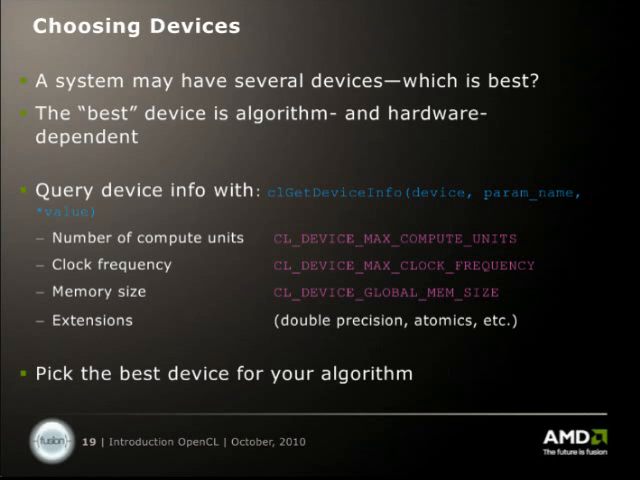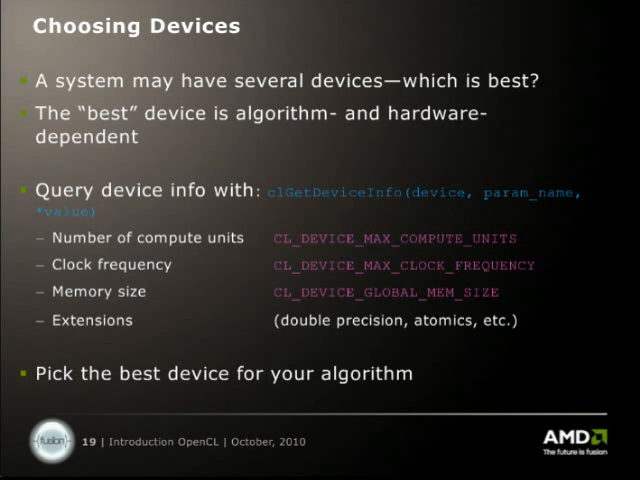And there are lots of these get info functions. If you see down here, you can query a device info. It's clGetDeviceInfo. There are actually many OpenCL functions called clGetXInfo, for X being device or context, where you can query information about CL objects.